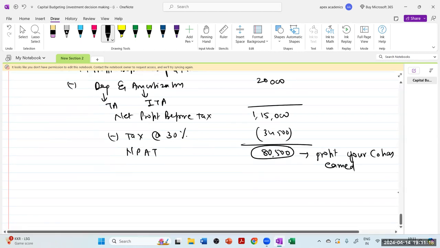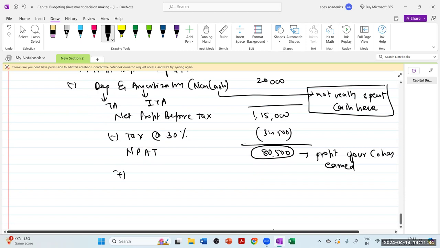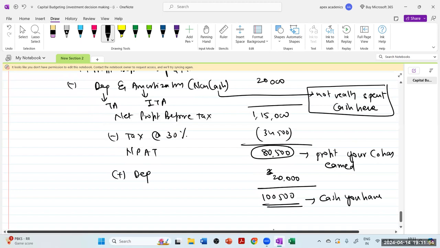But since depreciation and amortization are non-cash, you have not really spent cash here. Please understand this aspect carefully and clearly. You have not really spent cash here. If I add back depreciation over here, 20,000, you get 1,05,000. What is this? This is the cash you have earned. Keep this much in mind.